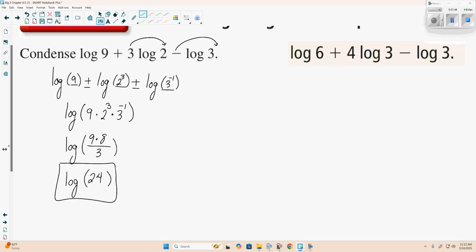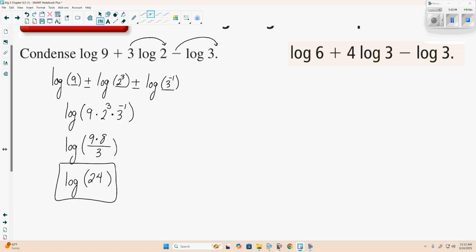Questions on how this condensed? We won't always get just a single number, because especially if we have variables and non-divisible terms, it won't simplify fully. We're ready to look at the next condensing.